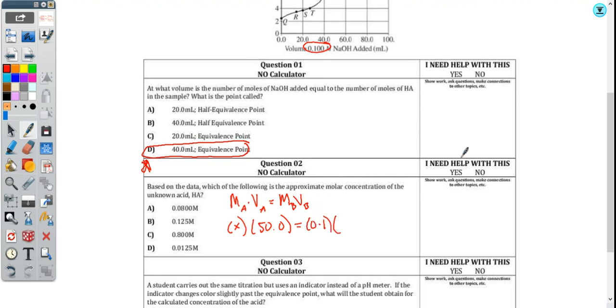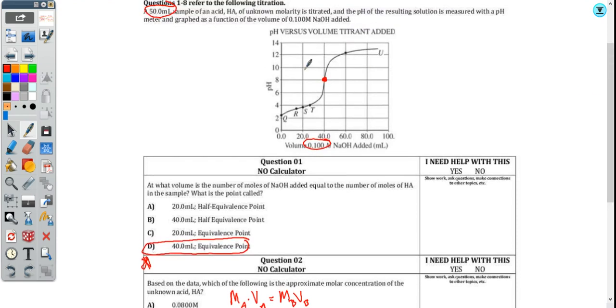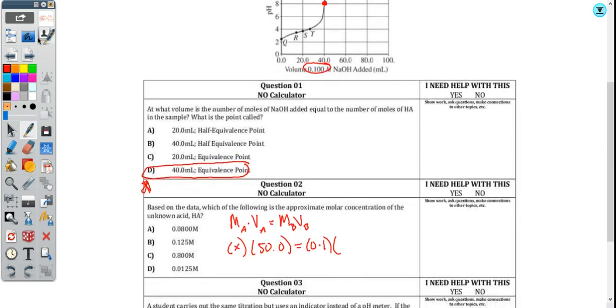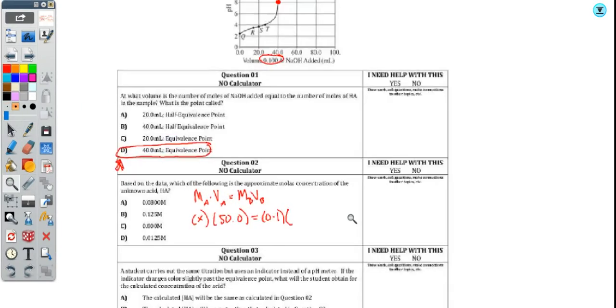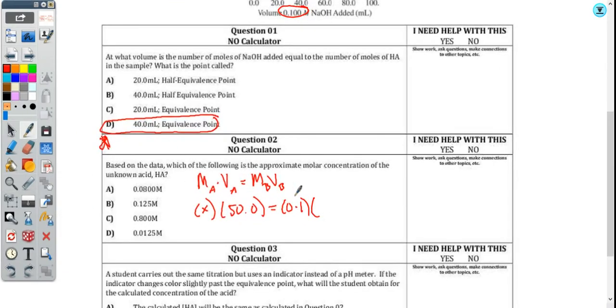And here's probably the hardest part: what volume do I use? We're, again, thinking about at what point are these two numbers of moles equal. That's at the equivalence point, which in this case is at 40 milliliters. So I'm going to drop in 40 here.